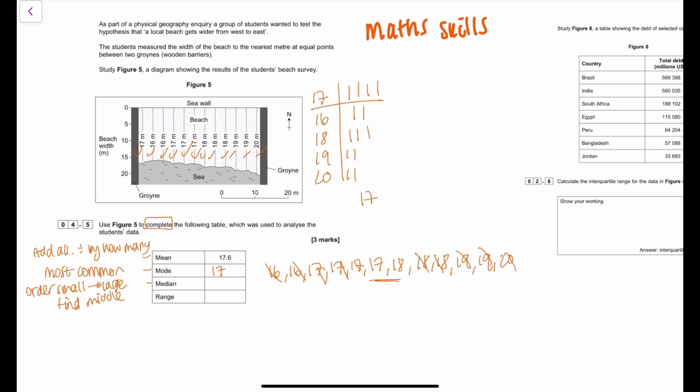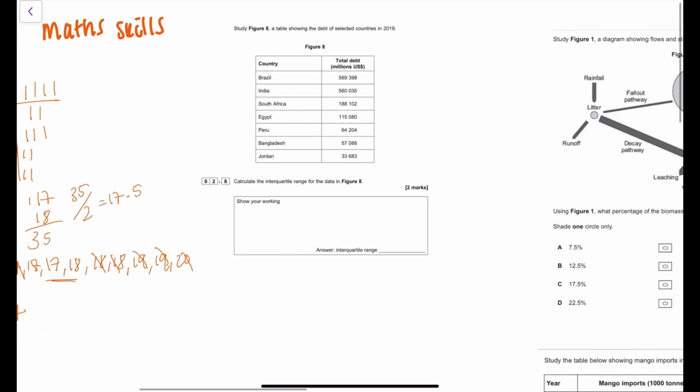Now here I have two, so what I would do is I'd add them up. It gives me 35 and I'd divide it by 2 to give me 17.5. And then finally the range is the largest number, take away the smallest number. In this case our largest number is 20 and our smallest number is 16. So 20 minus 16 gives us 4, and my answer is 4.